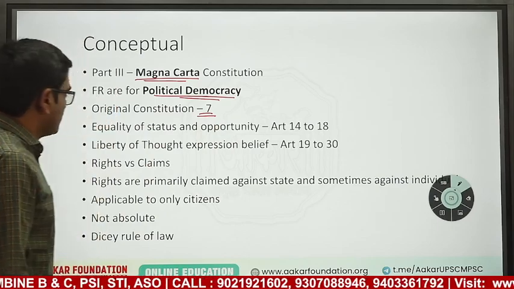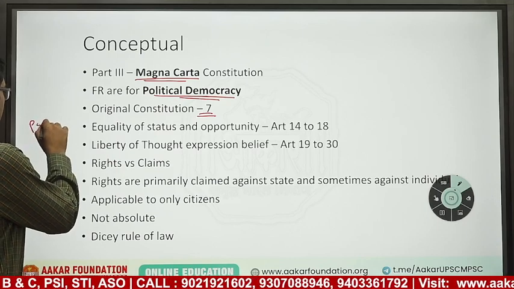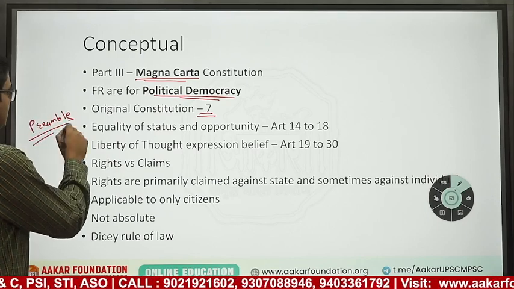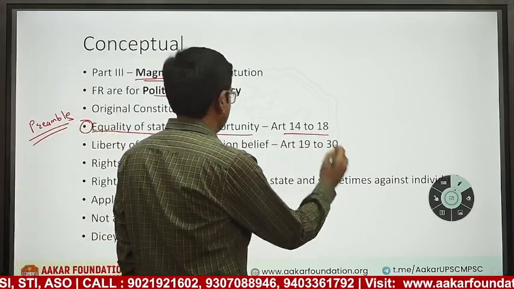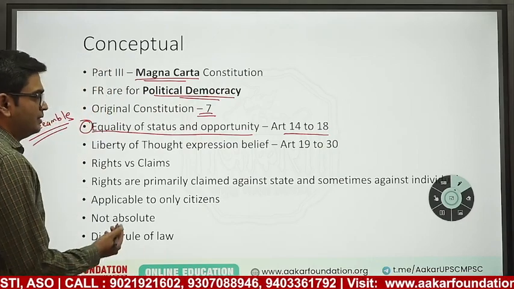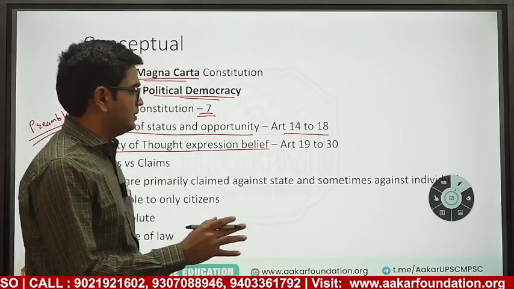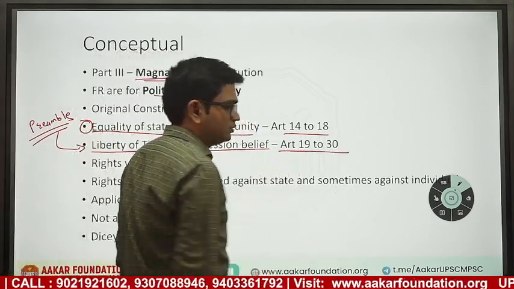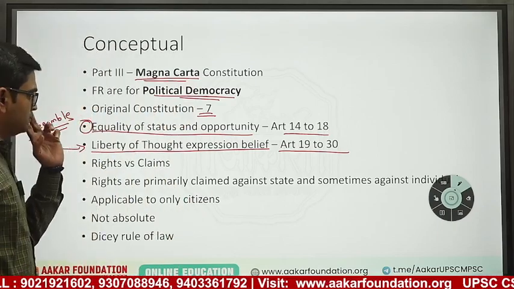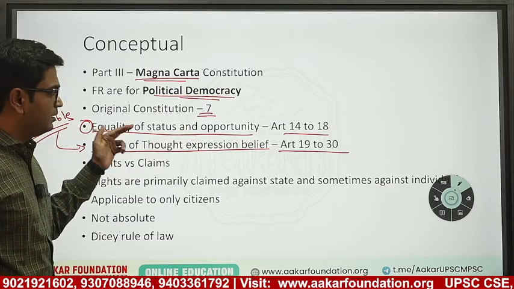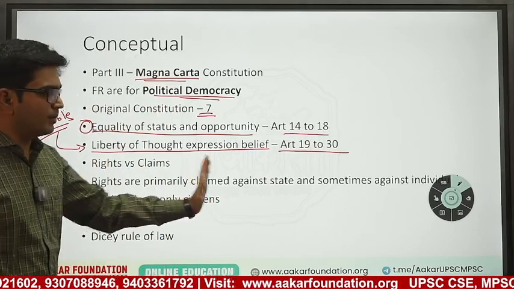We will see equality of status and opportunity. If you have read the preamble, it has this line as it is, and it is suggested in articles 14 to 18. Then equality of thought, expression, belief can be interpreted from articles 19 to 30. We will see the articles one by one quickly in a short session. So equality of status and opportunity is mentioned in the preamble and here in articles 14 to 18, then liberty of thought, expression, belief from 19 to 30.